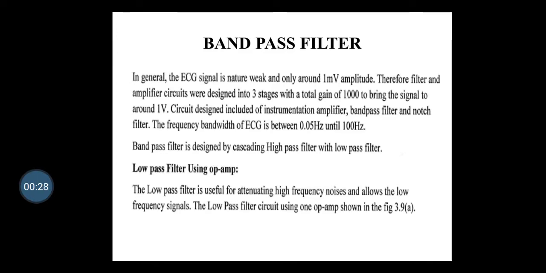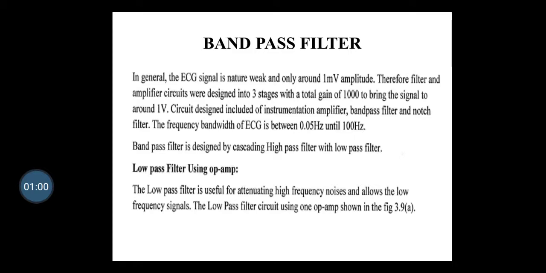In this video class, we are going to see what is meant by a band pass filter, what the waveform for a band pass filter is, and how it is used in biomedical applications. In general, the ECG signal is weak by nature, only around 1 millivolt in amplitude. Therefore, filter and amplifier circuits were designed in 3 stages with a total gain of 1000 to bring the signal to around 1 volt. The circuit design included an instrumentation amplifier, a band pass filter and a notch filter.